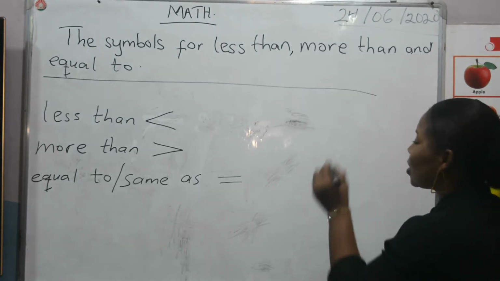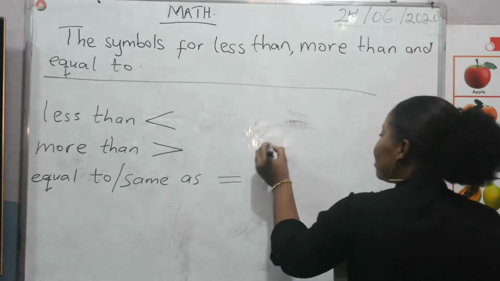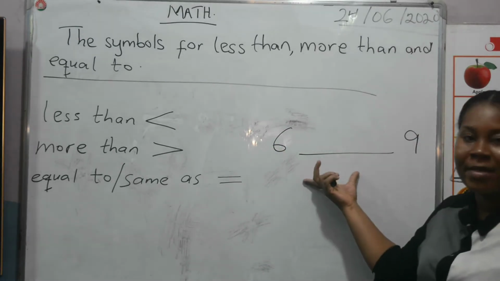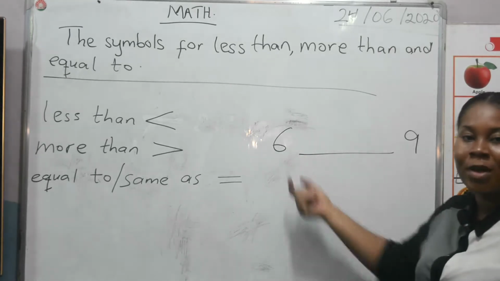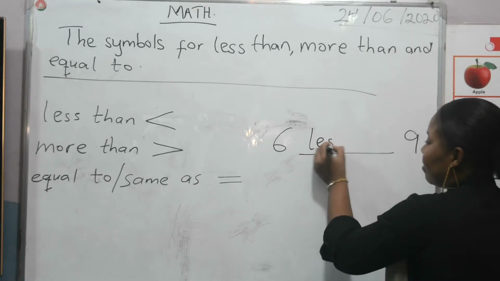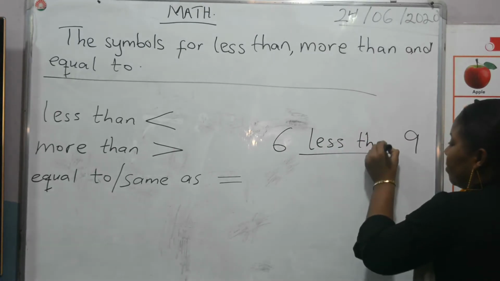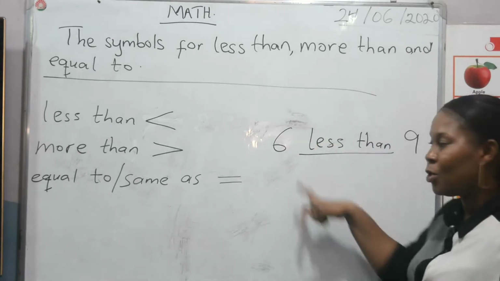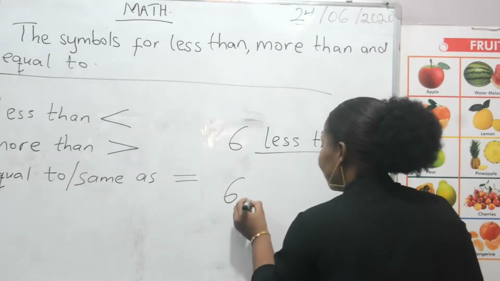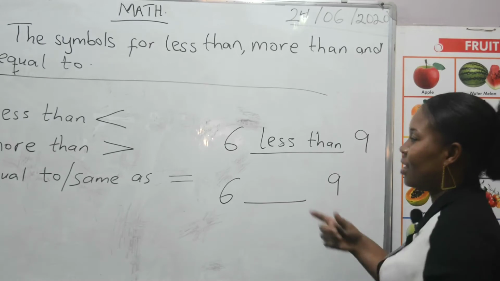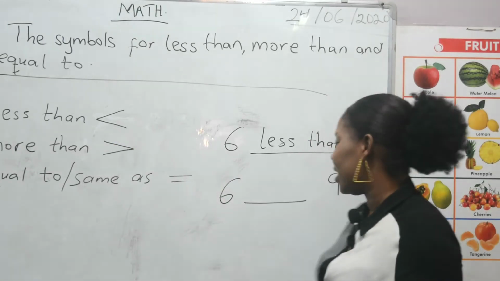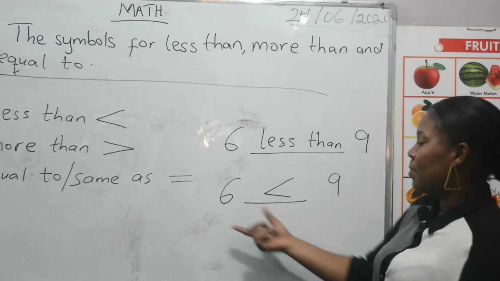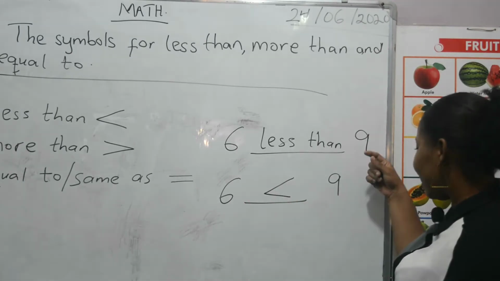So instead of what we did last week when we wrote numbers like 6 and 9, and when you are asked to compare these numbers, 6 is smaller, so you write less than. But today we are not going to use the words. We are going to use the symbols. So when I write 6 and 9, this is the symbol for less than. So we write the symbol there. It means 6 is less than 9.